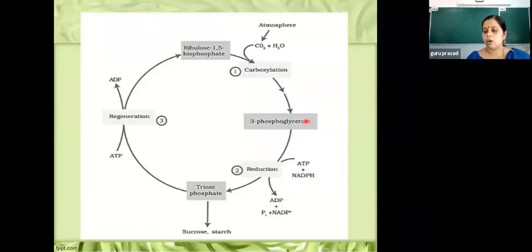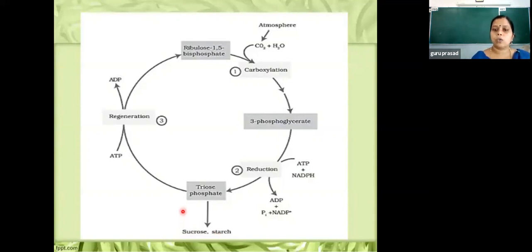C3 pathway. Okay. So this undergoes the second reaction, the reduction reaction, and gets converted into triose phosphate. During this, ATP molecules are utilized and ADP and NADP are released. Here, the products of the light reaction are utilized in the dark reaction. Next, triose phosphate undergoes a series of intermediate reactions and finally gets converted into sucrose, which is stored in the form of starch.